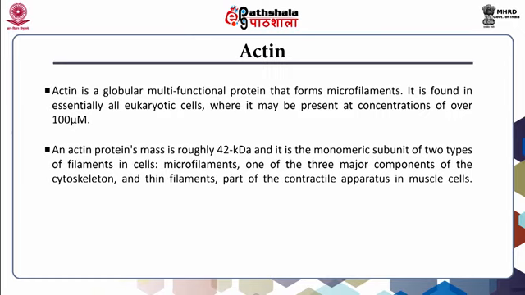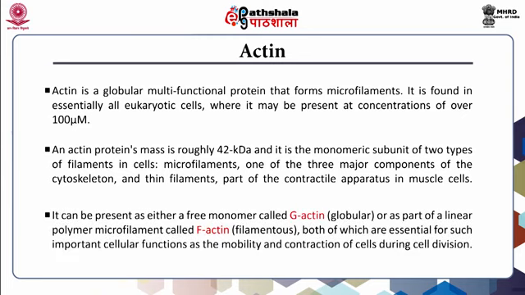cells. Microfilaments, one of the three major components of the cytoskeleton, and thin filaments, a part of contractile apparatus in muscle cells. It can be present as either a free monomer called G-actin, that is globular actin, or as a part of linear polymer microfilament called F-actin or filamentous actin, both of which are essential for such important cellular functions as the mobility and contraction of cells during cell division.